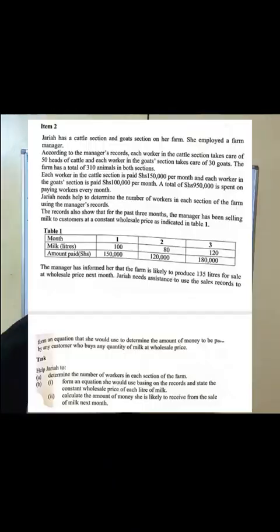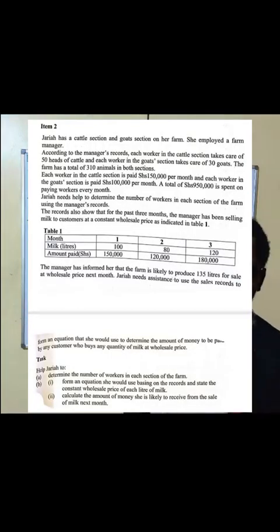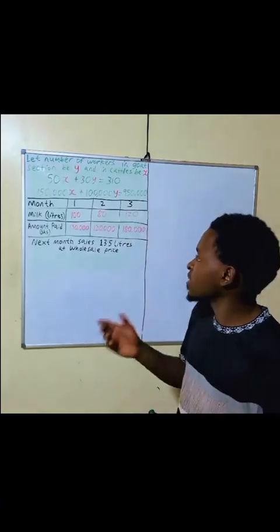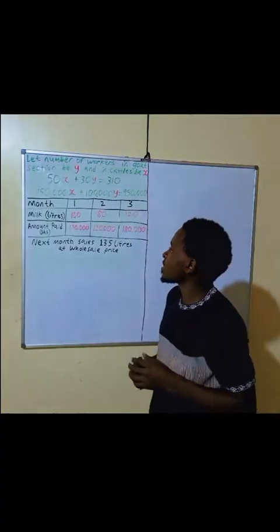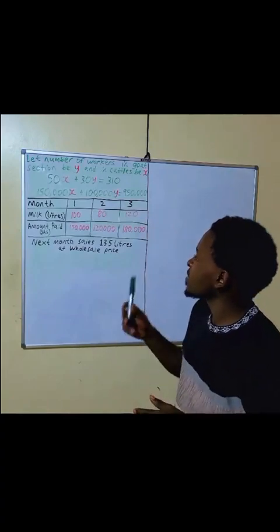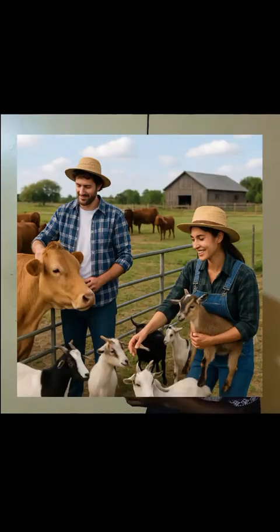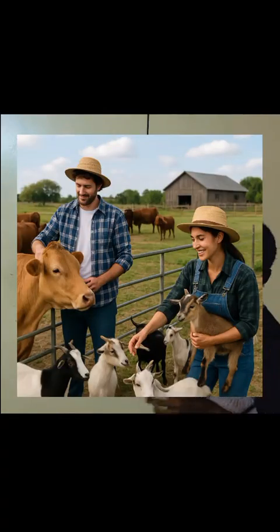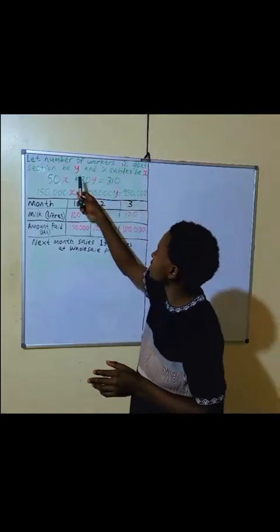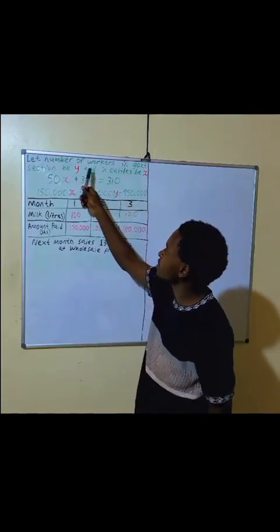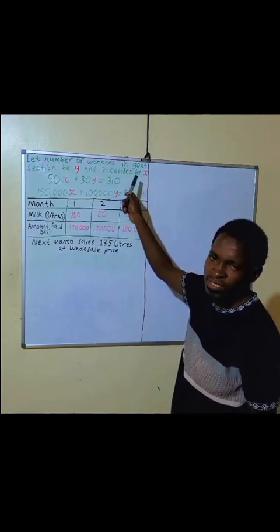It says that Jalia is a farmer with two sections, but she employed a manager to help her on her farm. The manager informed her that he is having workers in the goat section and in the cattle section. So we are going to assign the number of workers in the goat section to be y and the number of workers in the cattle section to be x.